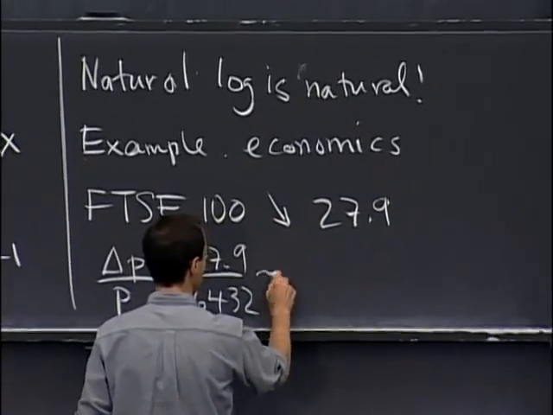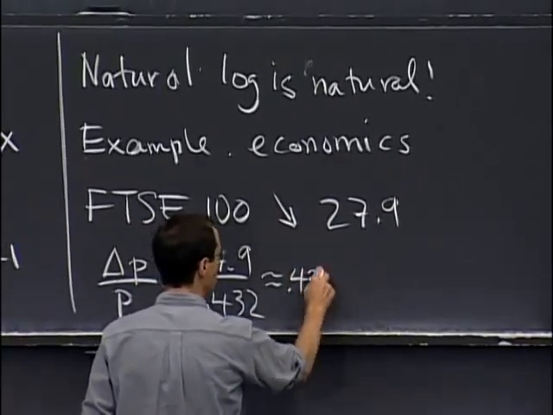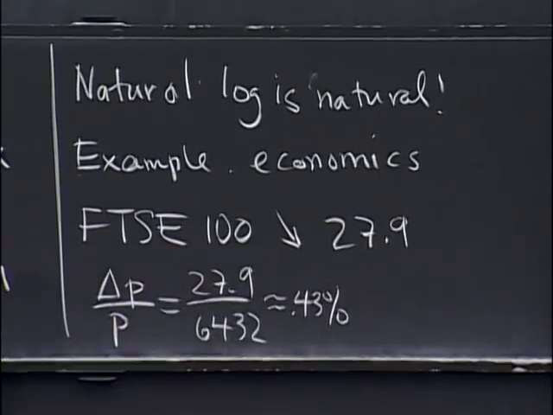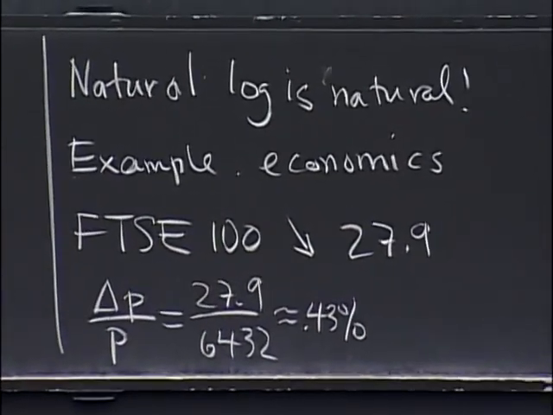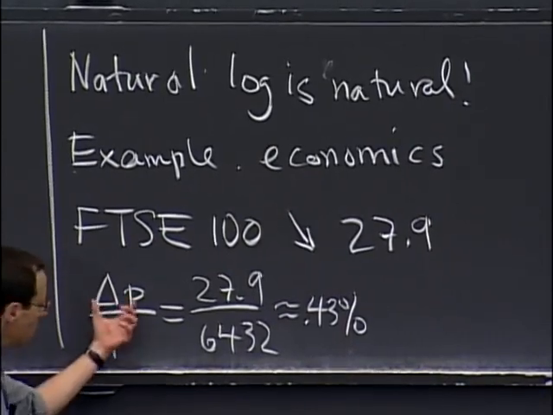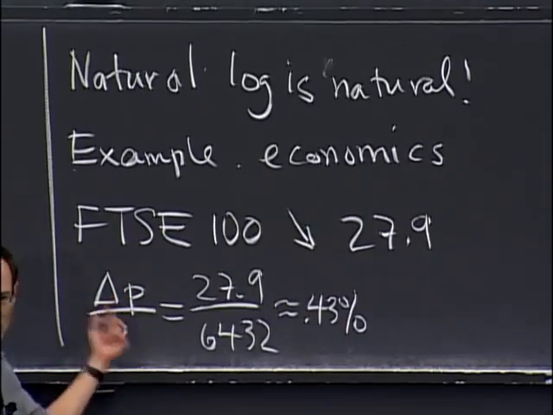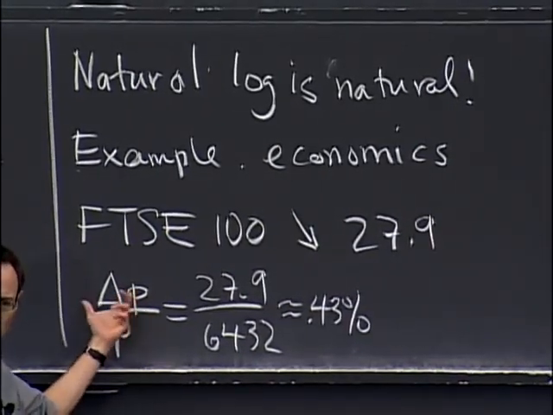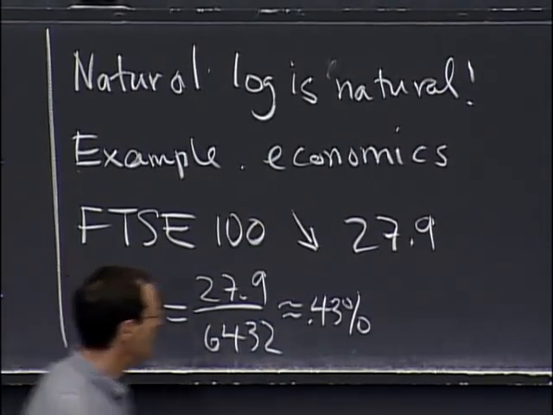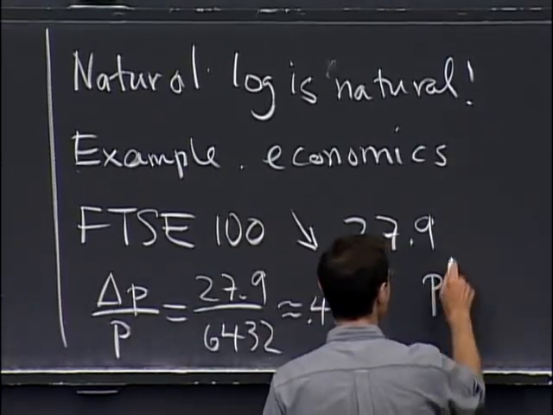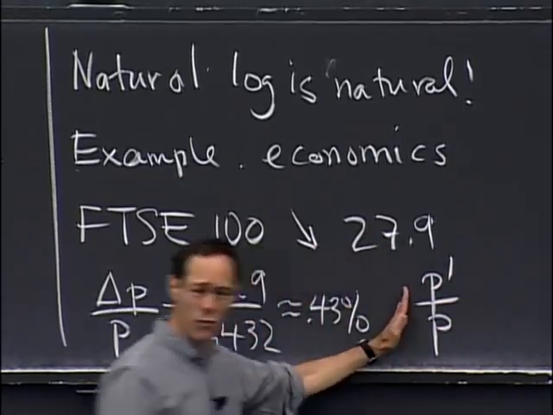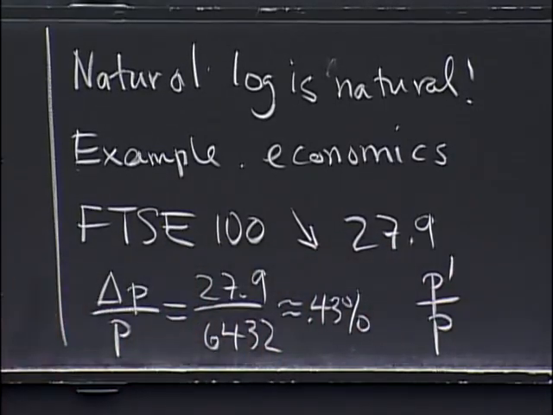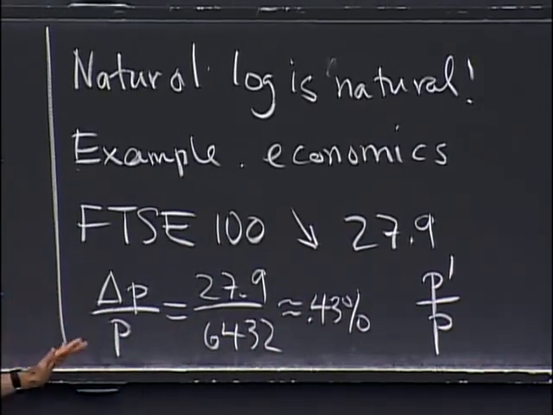And in this case, it happens to be 0.43%. All right, that's what happened today. And similarly, if you take the infinitesimal of this, people think of days as being relatively small increments when you're investing in a stock. You would be interested in the infinitesimal sense, you would be interested in p prime over p, the derivative of p divided by p.